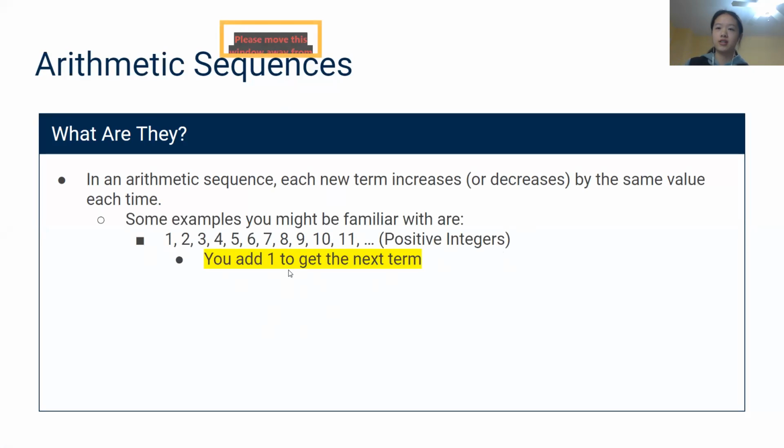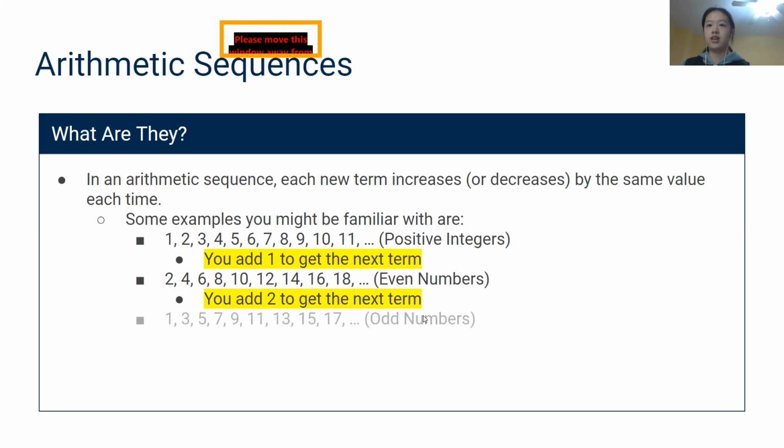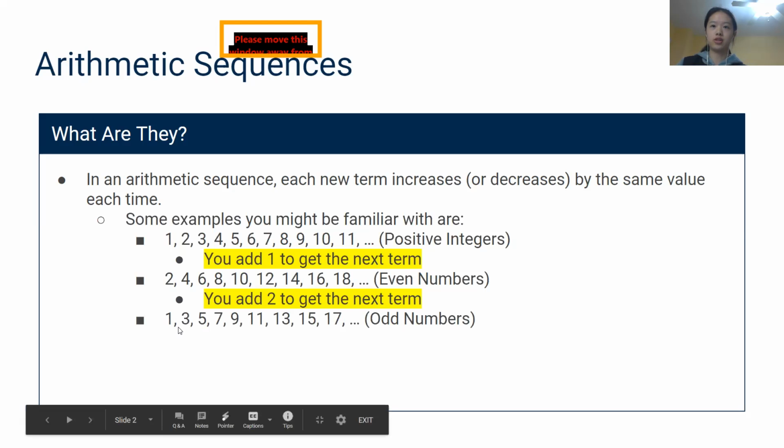Another common arithmetic sequence is the even numbers or even integers. In this sequence, you add 2 to get the next term. And also you have the odd numbers, where you also add 2 to get the next term. But notice that even though you're adding the same amount to get the next term, your starting term is different. So that gives you a different sequence.